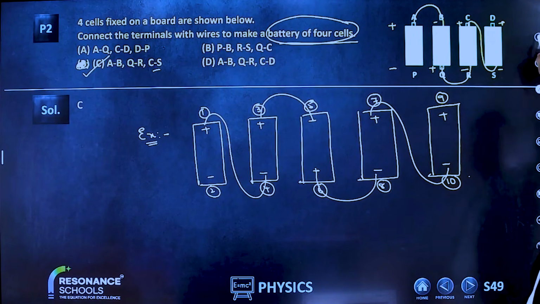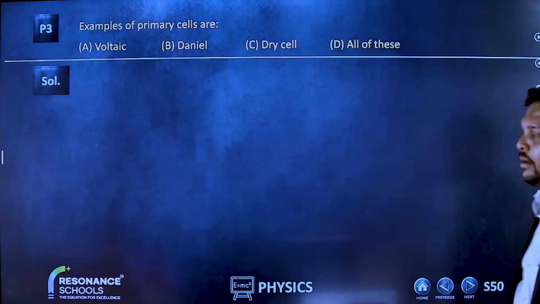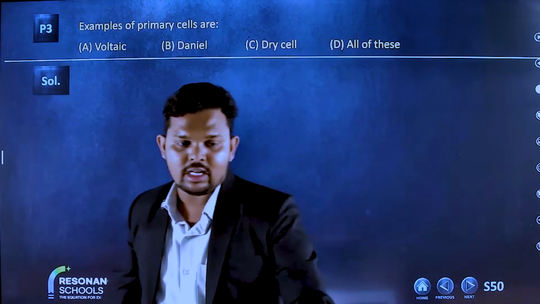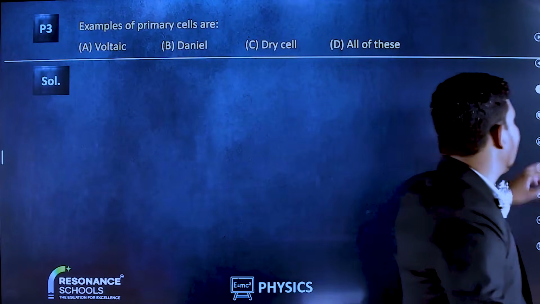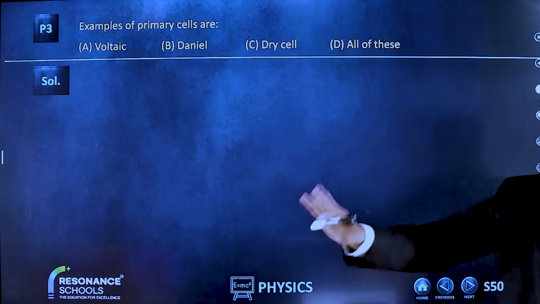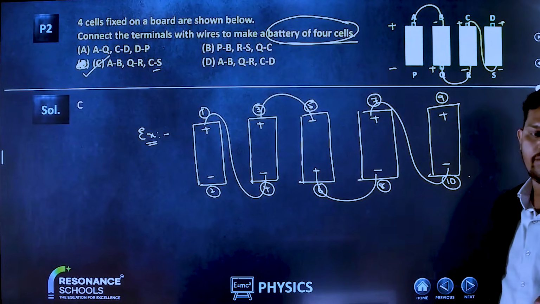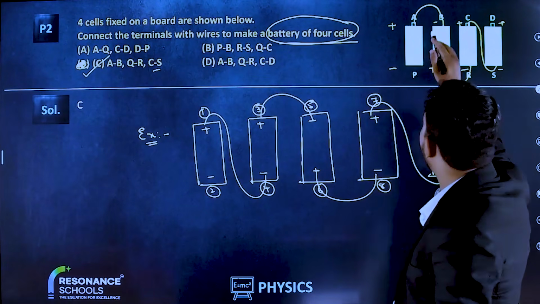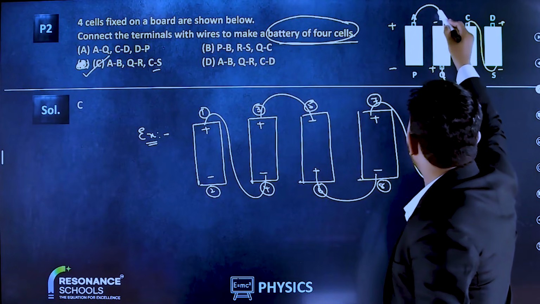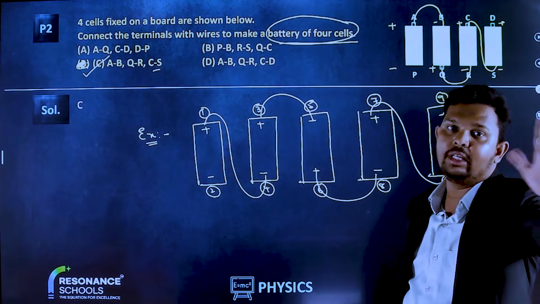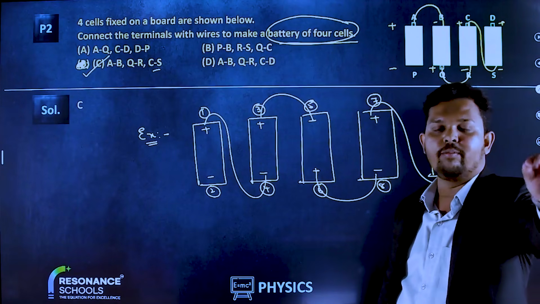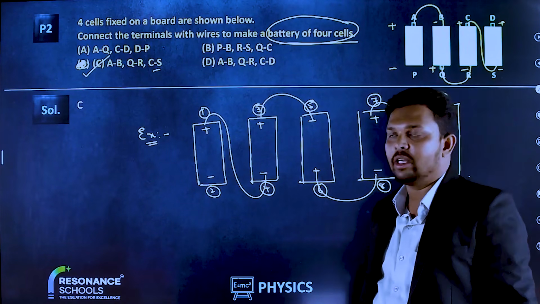Question number 3. Someone is asking, can you explain it once again? Okay, those who got it, for them. Those who did not get the last one, once again I am explaining. If you are getting confused, take the reference of this. Positive part is connected to the negative terminal of the next cell.